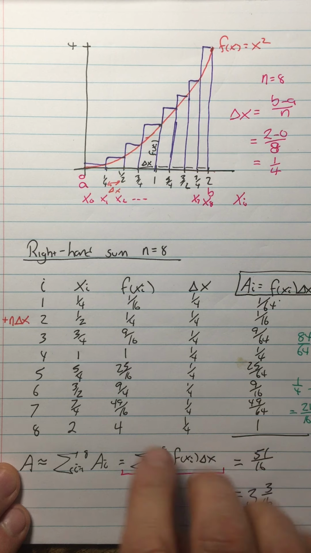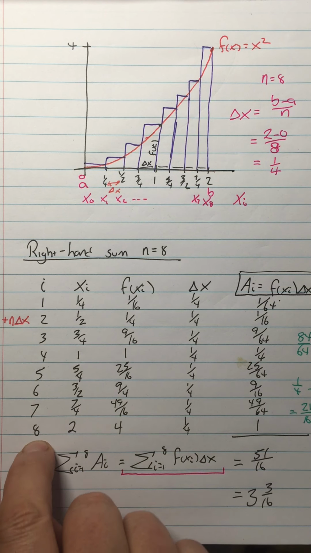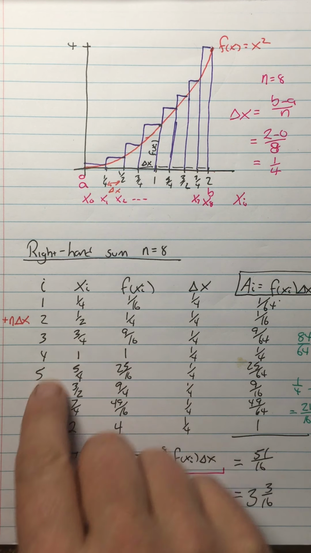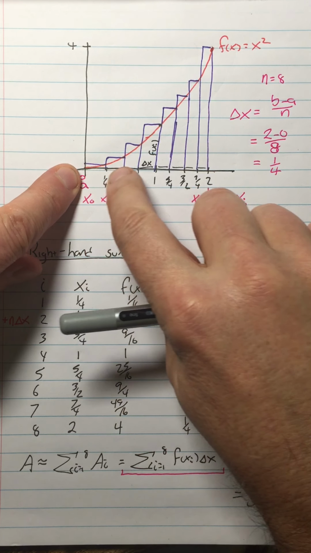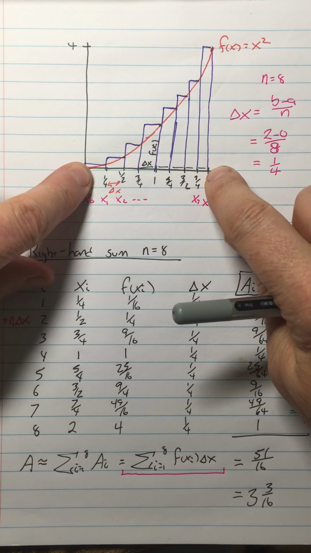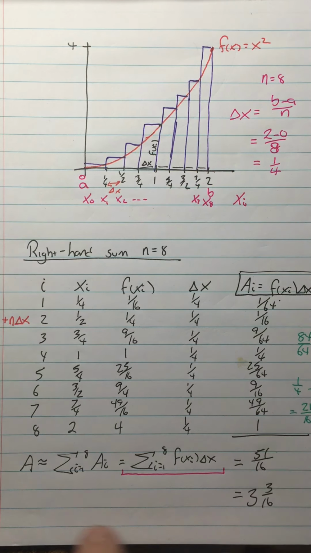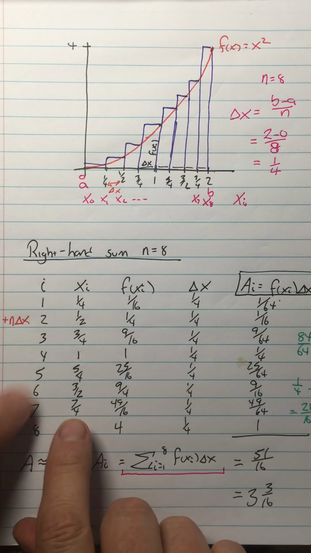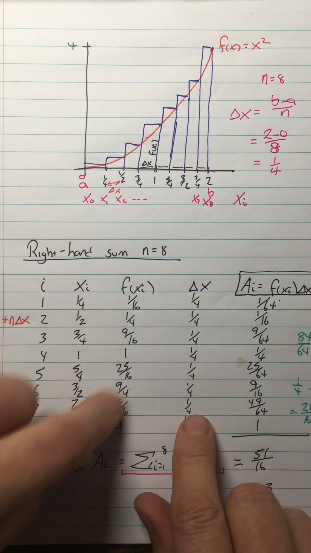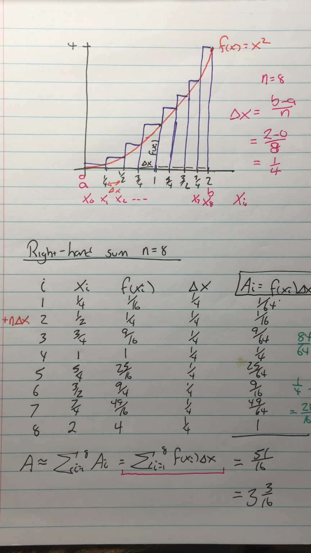So all you're going to change is instead of i going from 1 to 8, i is going to go from 0 to 7, because we're going to use the rectangles on this side instead of on this side. Okay, so we're going to do 0 to 7, which means we're still going to use all these values, but we're also going to add in the 0 value. So what will your table look like, and what will your sum be?